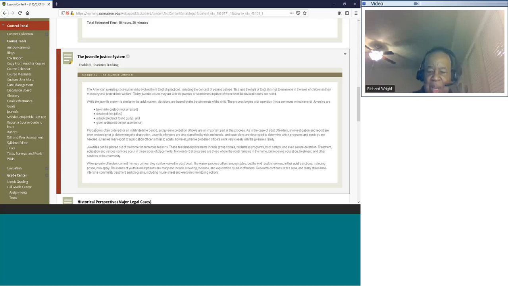And probation is ordered for the period that the juvenile is under the system. Now, same way as adult offenders, there's an investigation and report, which we call a pre-sentence investigation, which in this case really could be the predisposition. But anyway, the point of the matter is that it is ordered to determine the disposition of the juvenile.